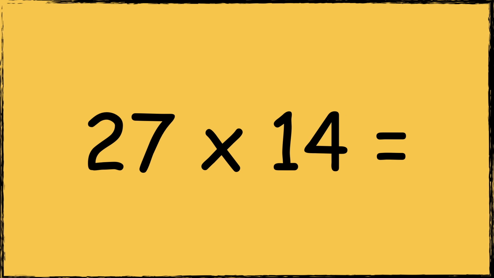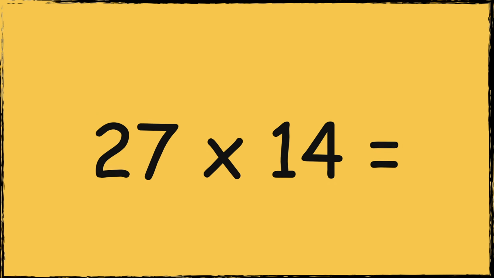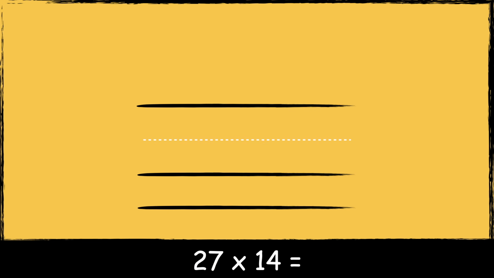Here is a calculation. 27 times 14. It's crucial to align the numbers accurately when using written methods for the 4 operations. So we have the ones in the ones column, the tens in the tens column, and the hundreds in the hundreds column. The number 27 has 7 ones and 2 tens. The number 14 has 4 ones and 1 ten.